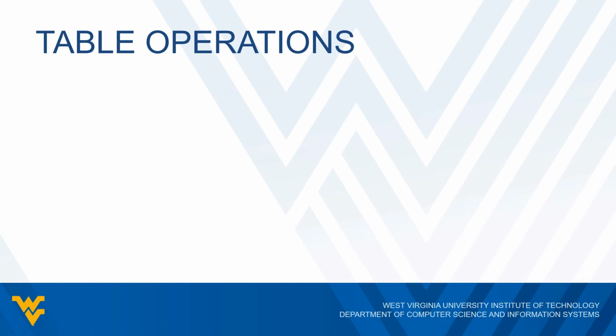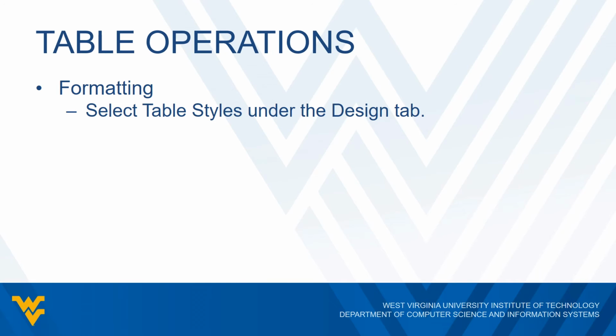Now, there are some options that are specific to tables that I do want to take a couple minutes to go over. The first one is formatting. So we can select table styles under the Design tab, and you can choose how to lay out your data. Most of this is just going to be changing the color scheme or maybe how the lines are set up, but you can choose how you want to format your tables, and this may depend on how you want them to appear.